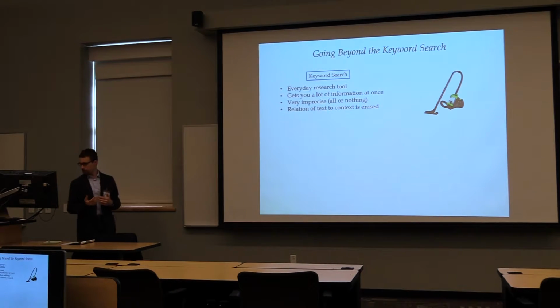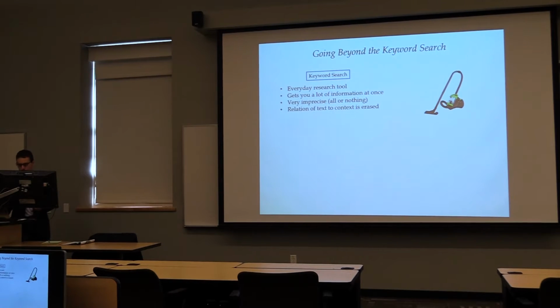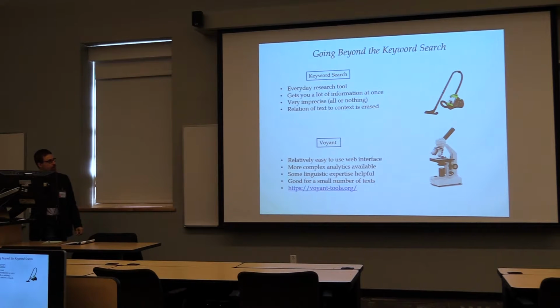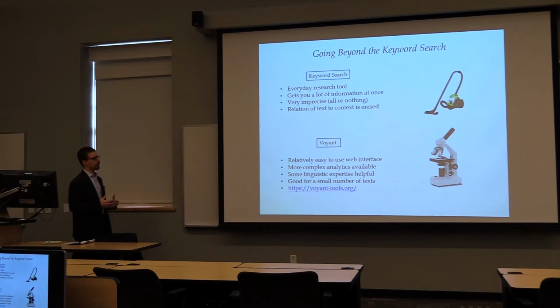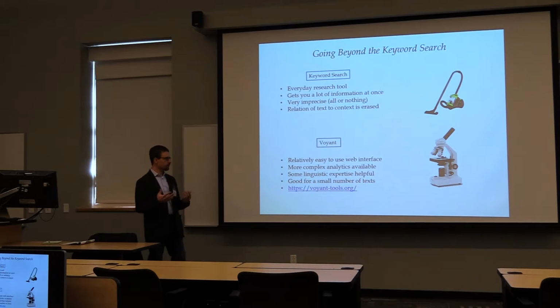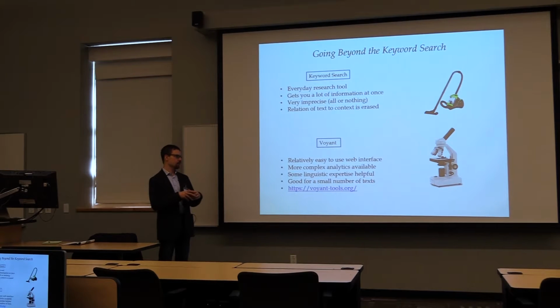Okay, so keyword search is an everyday research tool, but it's also very imprecise. It gives you all or nothing. I compare it to a vacuum cleaner. It just sucks up everything, but it erases the relation of text to context. And essentially, it doesn't really give you a useful way to start to think about how you might search for extended patterns, and to do that at various scales.